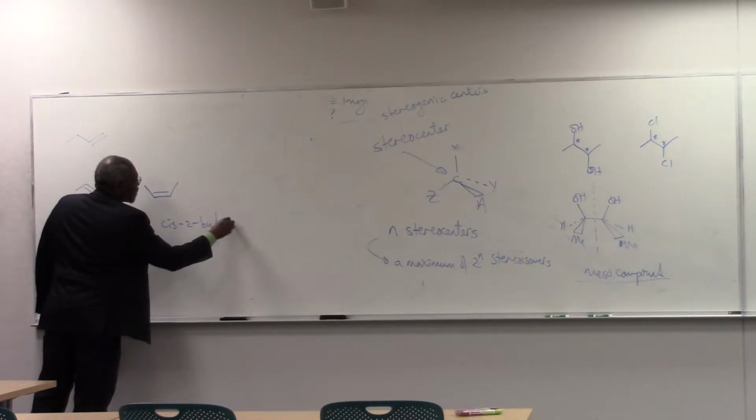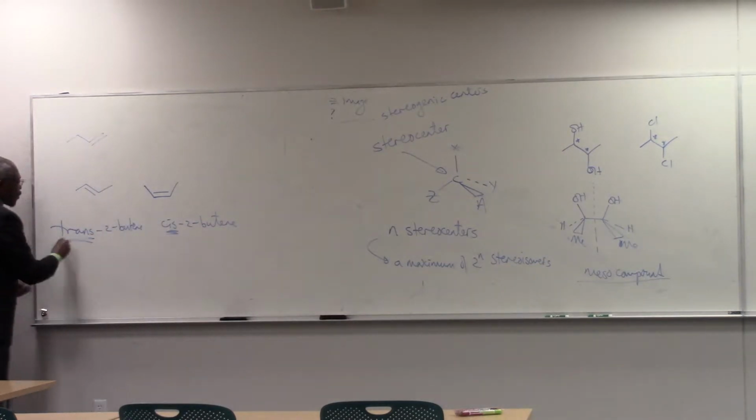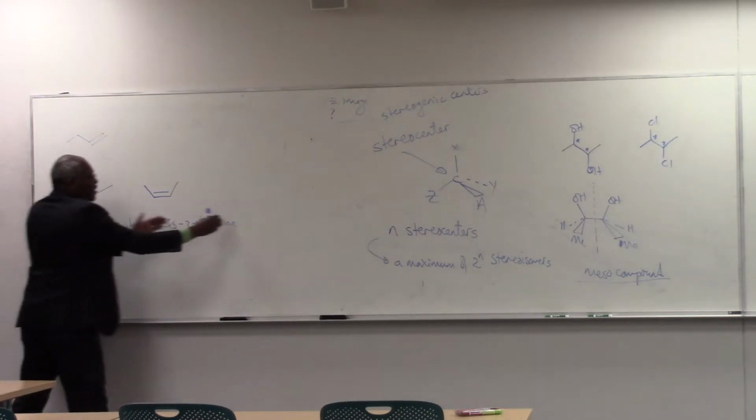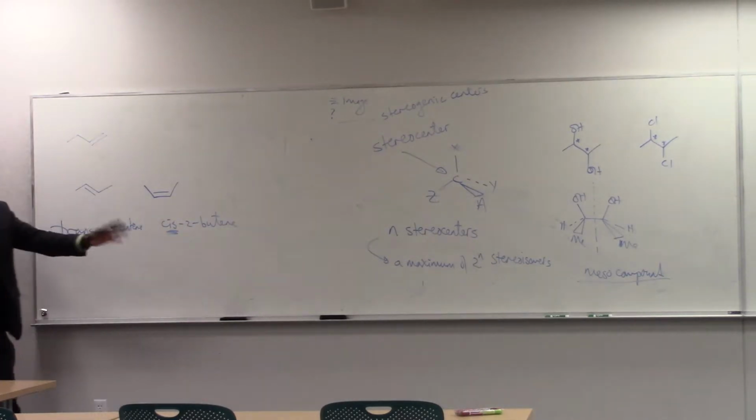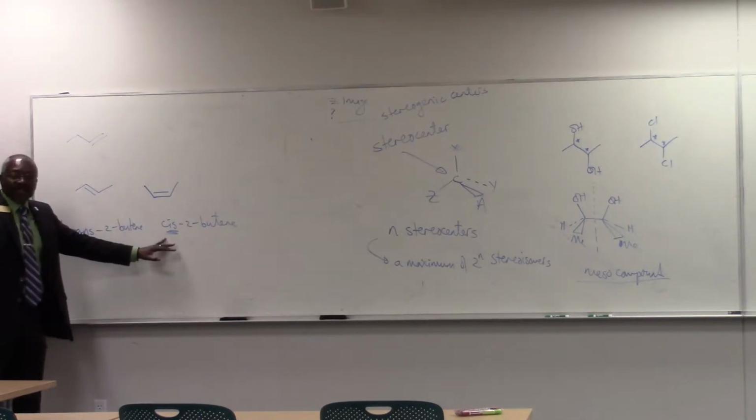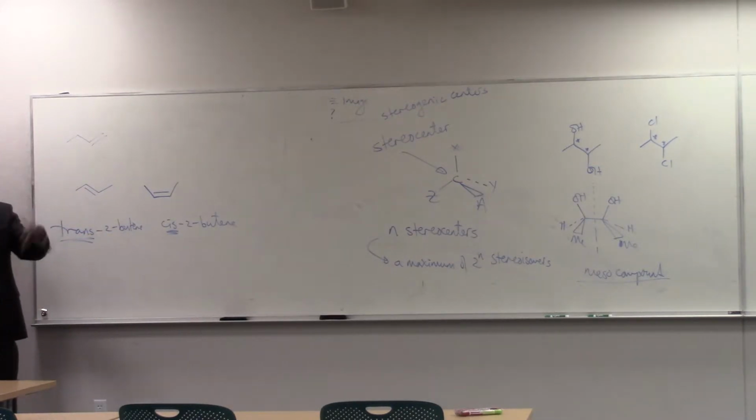The labels cis and trans were introduced to account for stereochemistry. The 2-butene took care of the constitution, the connectivity. The trans and the cis labels take care of the stereochemistry.